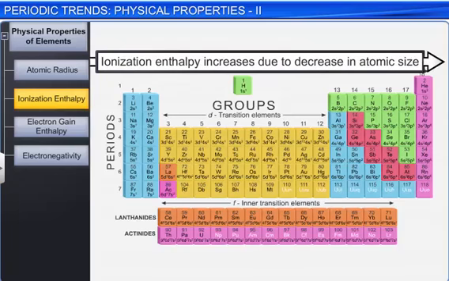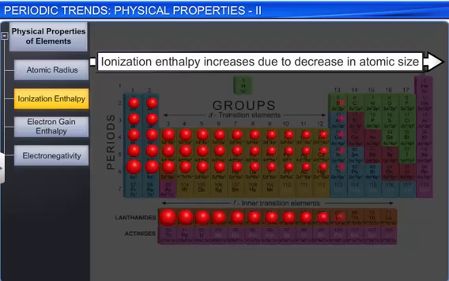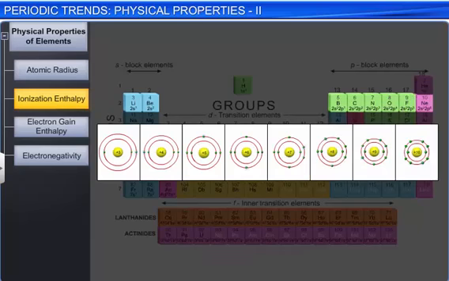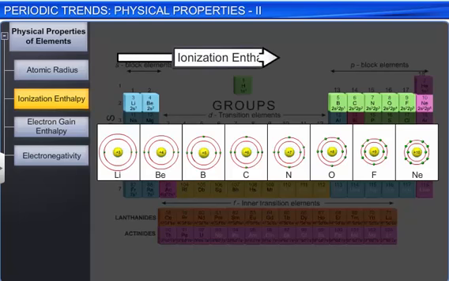In general, as we move from left to right in a period, successive electrons are added to the same shell. As a result of this, the nuclear charge increases while the shielding effect remains almost the same. Thus, across a period, the increasing nuclear charge outweighs the shielding effect. As a consequence, the outermost electrons are held more tightly, resulting in a decrease in size, and thus an increase in ionization enthalpy across the period.